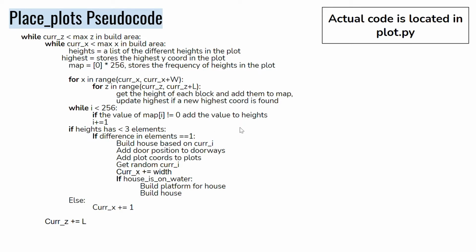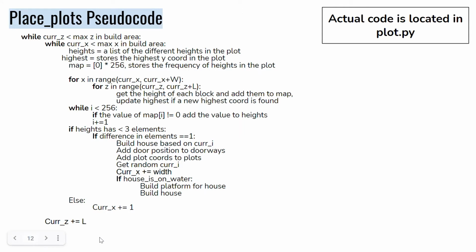We check heights and see if it has less than 3 elements. If it does, we check the difference in these elements to ensure that there is not a drastic height difference within the plot. If the height difference is sufficiently small, we build the house based on the current I, which determines the design we use. We add door positions to doorways, add plot coordinates to plots, and we generate a random current I to determine the next house design. We increase current X by the width of the current house design, and then we check to see if the house is on water and build a platform underneath the house.